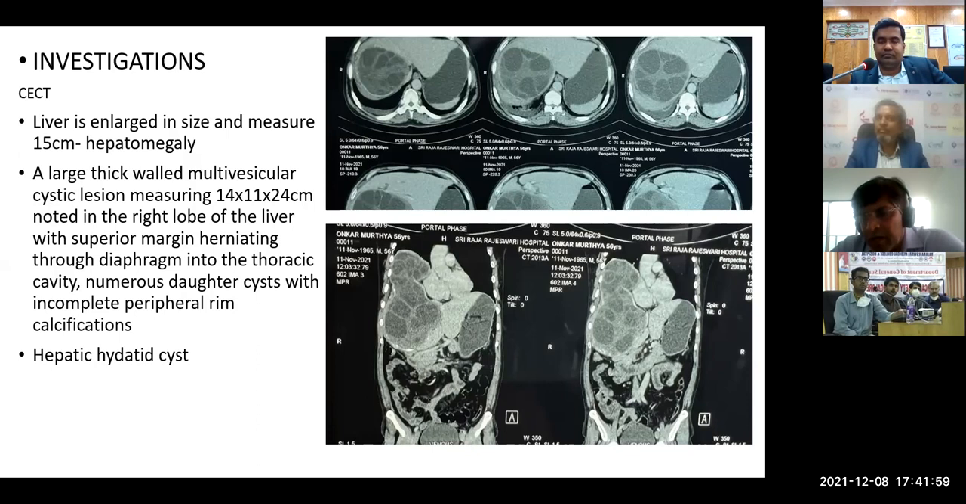Not T-tube drain. You can't put, where will you put the T-tube? No, sir. Abdominal drain has to be placed, sir. Correct. You have to place a drain into the cavity. Ravi Shankar, Manish, you have to tell how to manage the remaining residual cavity.